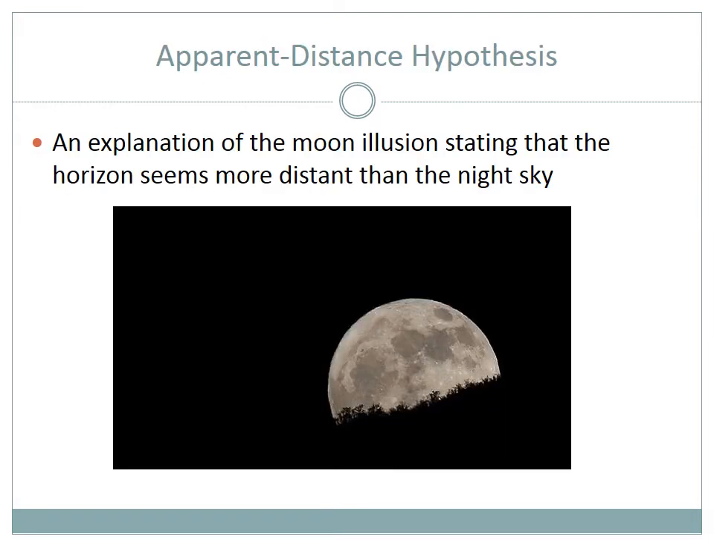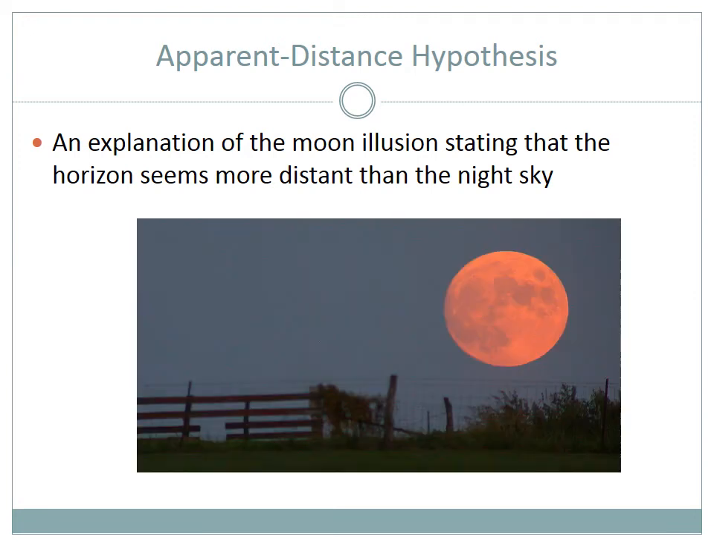Okay, now we come to the apparent distance hypothesis, which is an explanation of the moon illusion, stating that the horizon seems more distant than the night sky. You know, there are times you look up at the night sky and the moon might be as big as a penny or a nickel, or even smaller than that maybe, a dime. And then there's times you see it off on the horizon. It's huge. It's a supermoon. And that's because of the apparent distance hypothesis. And here's another picture of the supermoon. An explanation of the moon illusion, stating that the horizon seems more distant than the night sky.